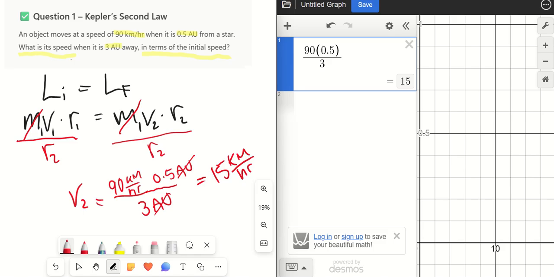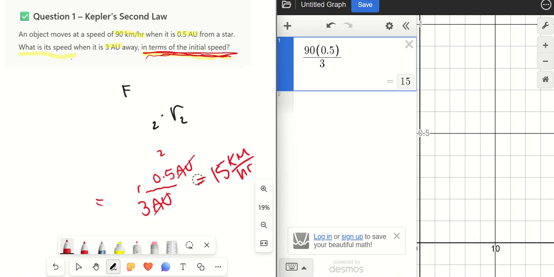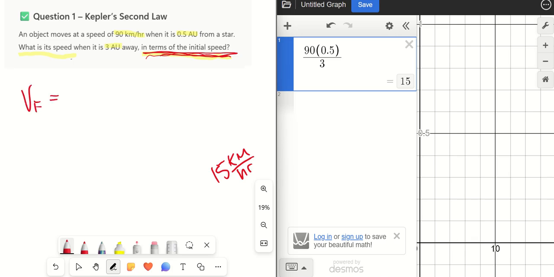But it's asking me to give my answer in terms of the initial speed. So the way that I do this is I set up an equation where I have my final velocity is equal to some ratio of my initial velocity. And the way we do this is we take our final velocity and we put it on top of our initial velocity. So this is going to be 15 divided by 90.